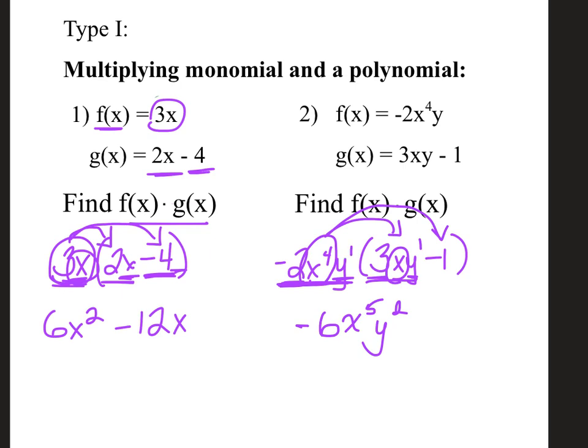Now, this one, the negative 2x to the 4th y to the 1st, times negative 1, all that's doing is multiplying the outside. So it's negative 1 times negative 2, which is positive 2. And then the x to the 4th, y to the 1st kind of comes along for the ride. So it's just a bunch of multiplying monomial problems altogether. And that's really all any of this is.